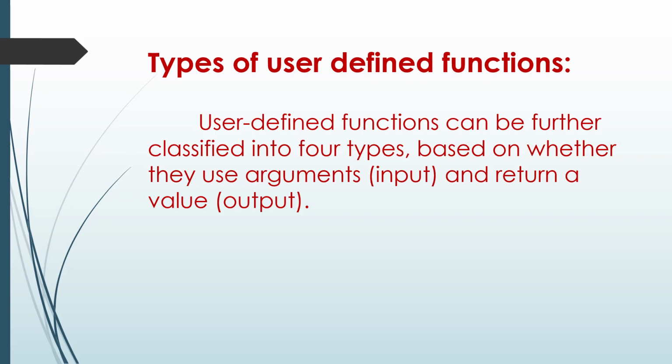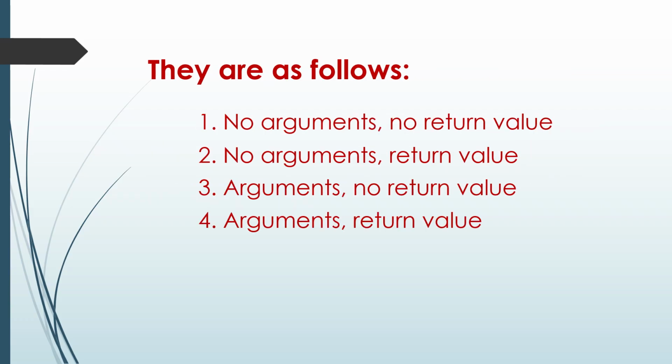Next, user-defined functions are again classified into 4 types based on whether they are using arguments and return values. So first, they are as follows. First one, no argument, no return value. Second one, no arguments with return value. Third one, arguments with no return value. Fourth one, arguments with return value.